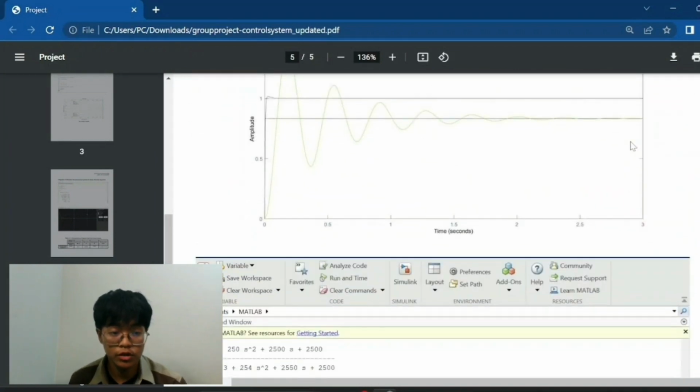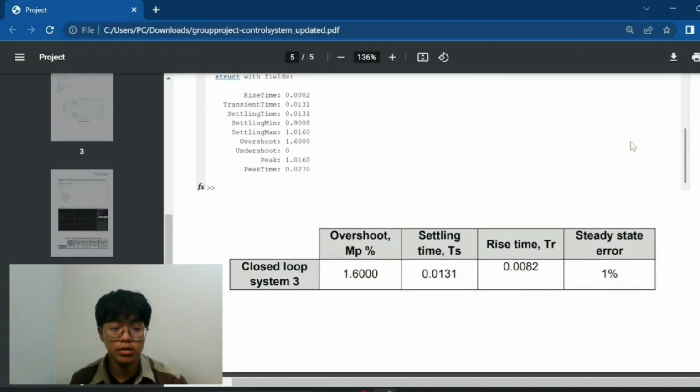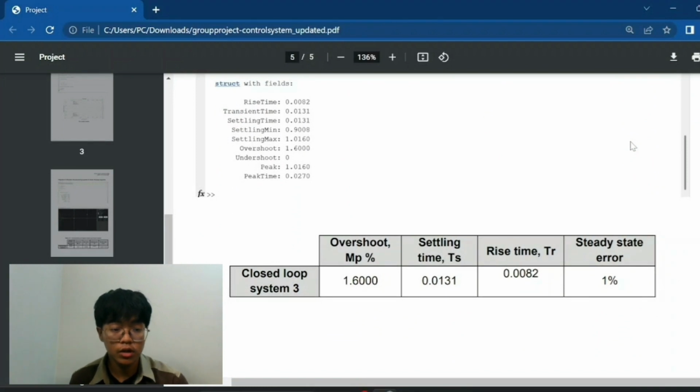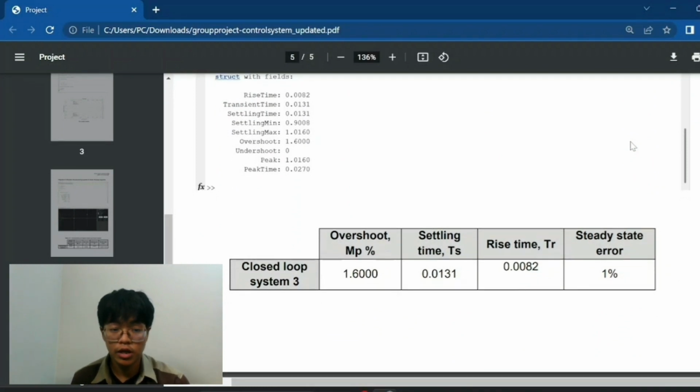For closed loop system number 3, the overshoot I got is 1.6%. Next, the settling time I got 0.0131. Next, the rise time 0.0082, and last, the steady state error is 1%. So that's all from me for closed loop system number 3.